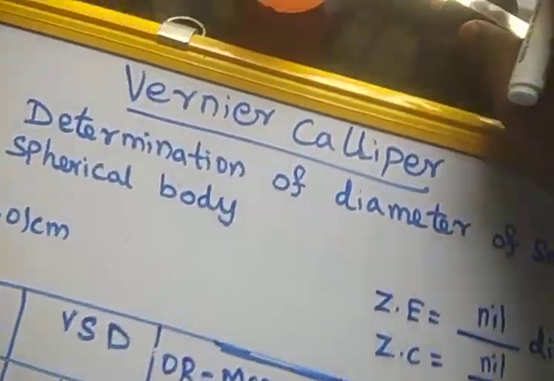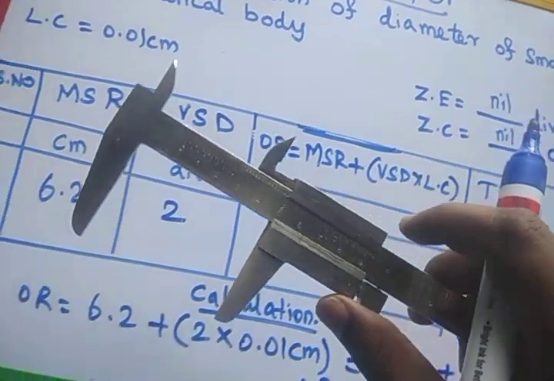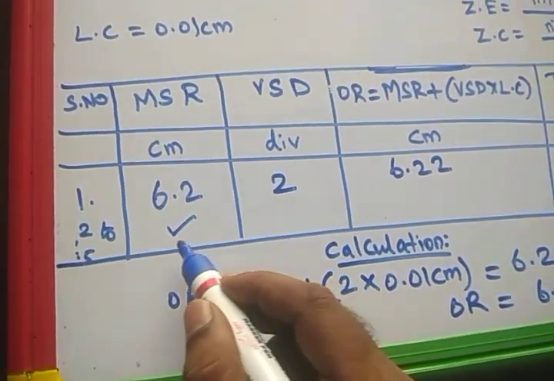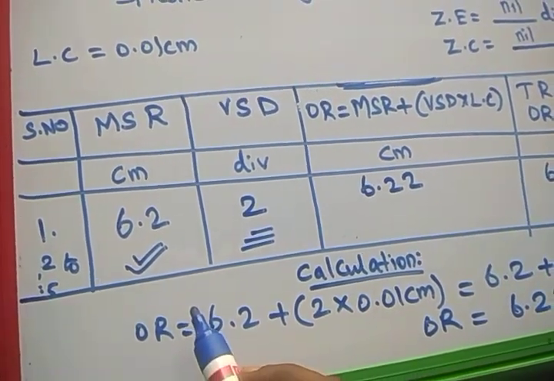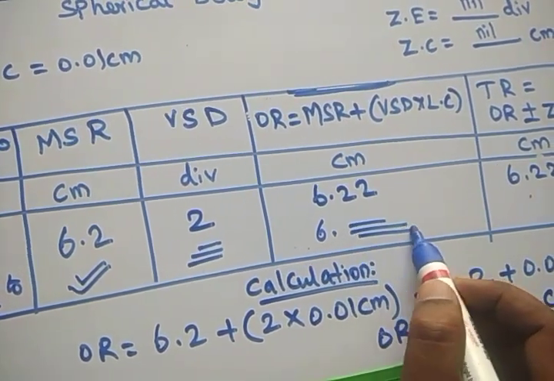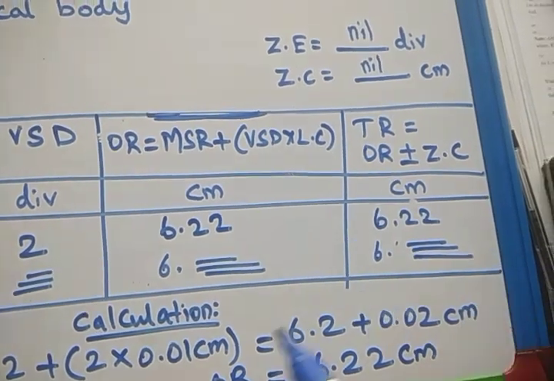So what you have to do? Take the same ball and fix it in a different position. If you place it in a different position, the main scale reading will come in the same value. Only the VSD value differs. If the VSD value differs, it means 6 point stays as it is, but only the decimal value changes. Here also only the decimal value changes.